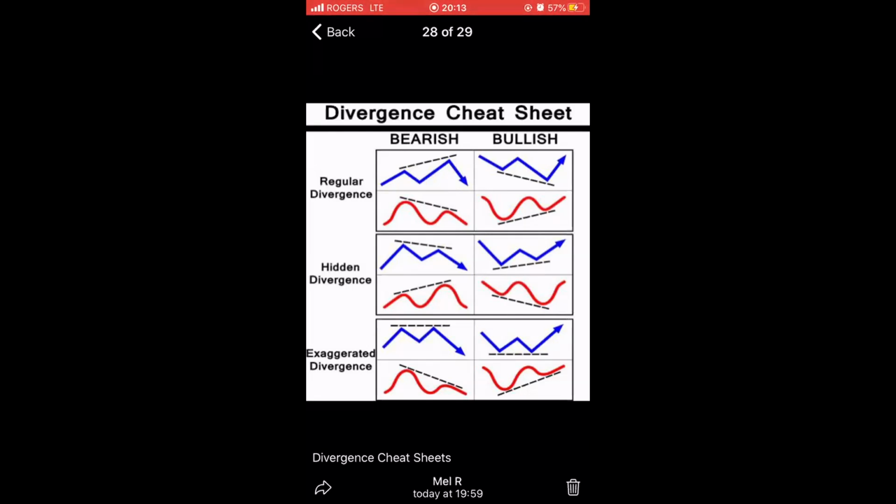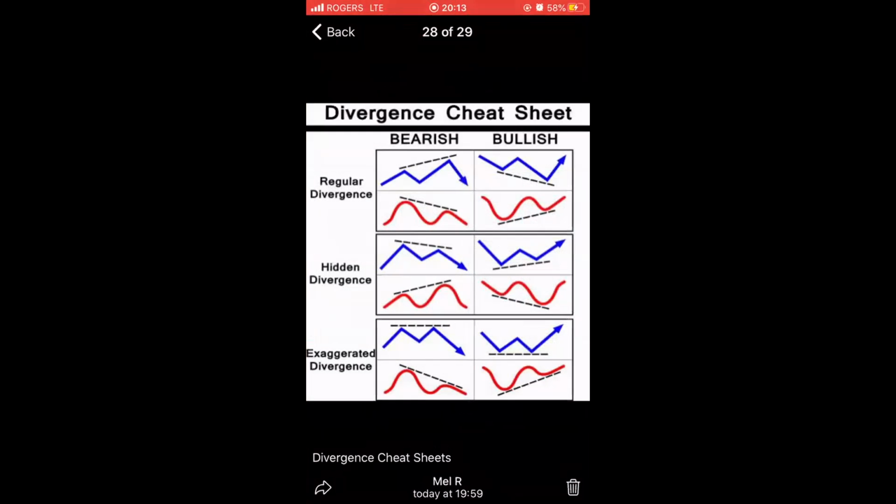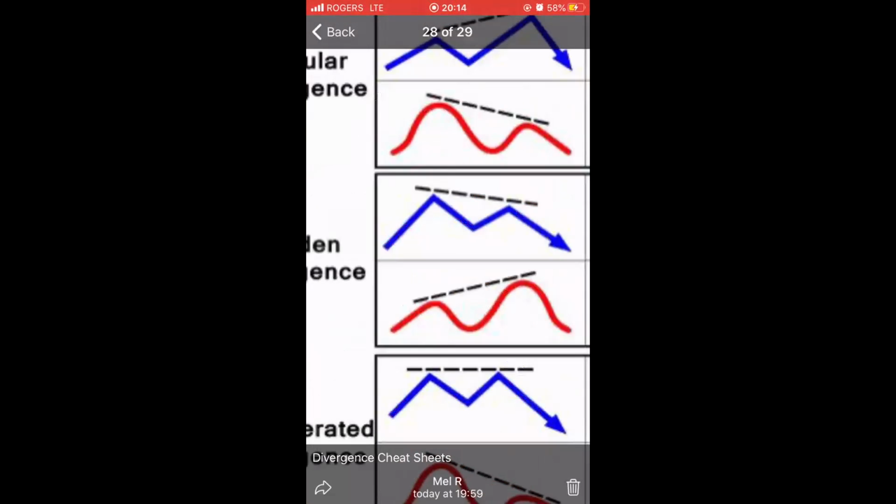Awesome. So guys, we did regular divergence. Now let's talk about hidden divergence. I know you're looking at this sheet and you're like, whoa, everything kind of looks all the same. I know it does, but it actually isn't. There's actually a difference between each one of these and they actually do different things. So for hidden divergence, let's look at the bearish hidden divergence. So that's this one over here. You basically have price going down and then you have the indicator going up.